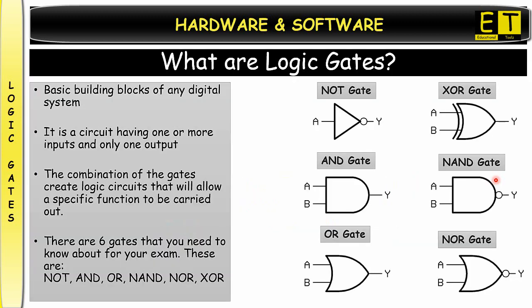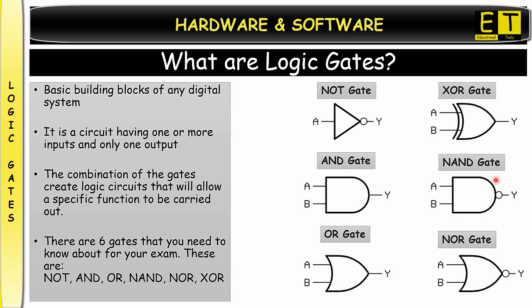So before we get started, it's important to know what a logic gate is. Logic gates are basically building blocks of any digital system. It is a circuit having one or more inputs and only one output. The combination of these gates create logic circuits that will allow a specific function to be carried out.